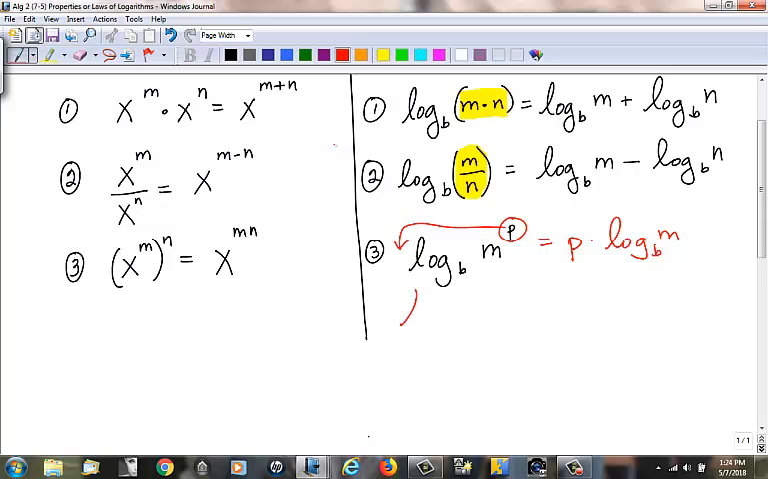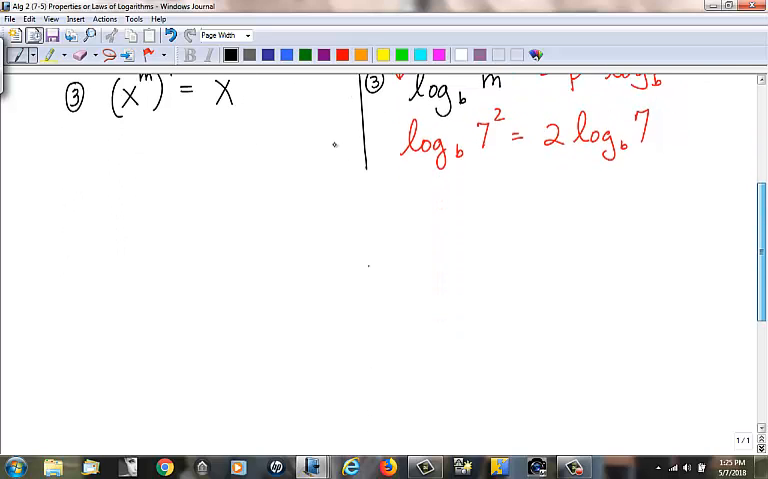So for example, if I had the log of 7 squared base b, that's 2 times the log of 7 base b. Okay, that exponent goes out front. Those are the three laws of logarithms, and if you always remember, they parallel the laws of exponents. So I want to go through some examples using those three laws, and it will just say solve.